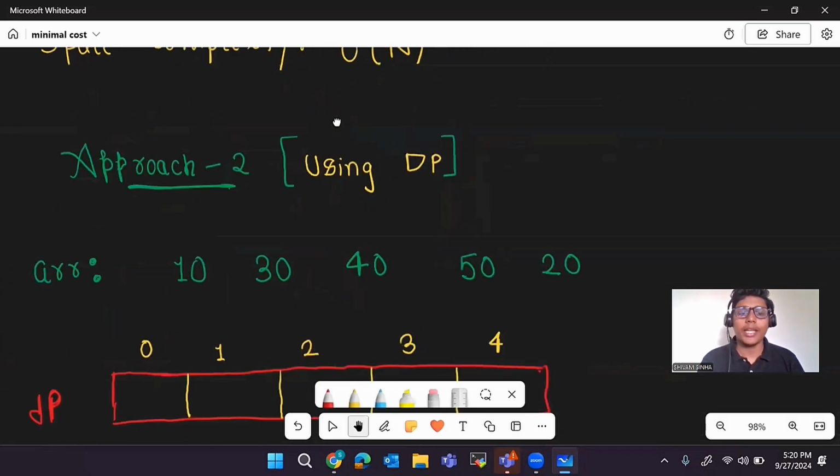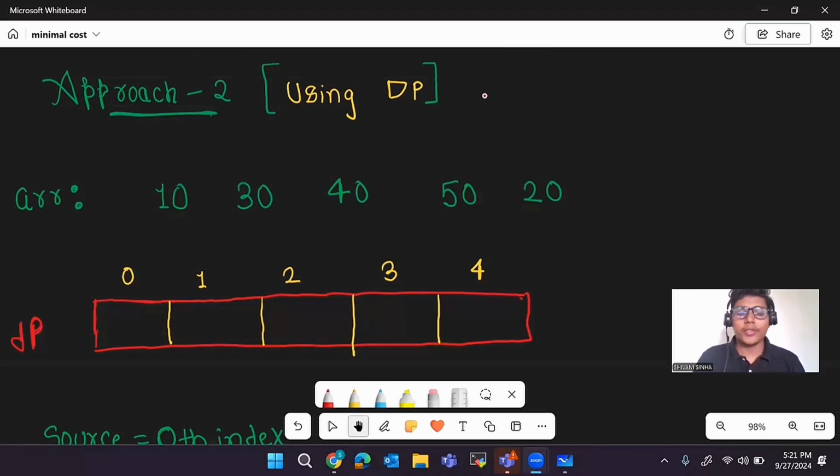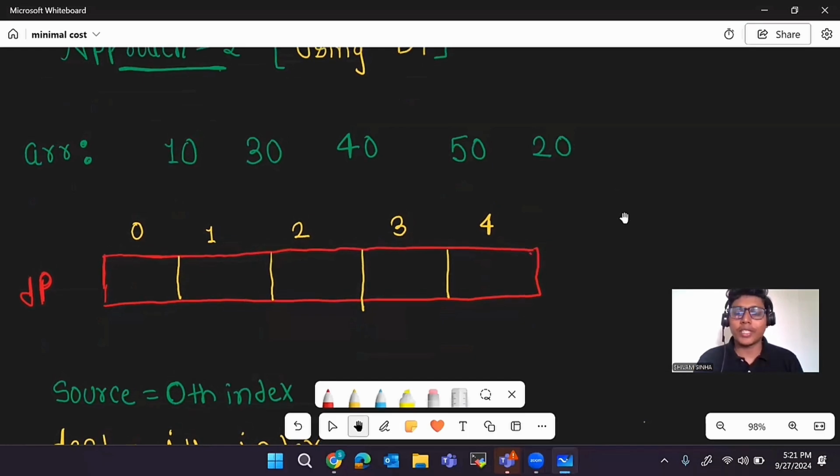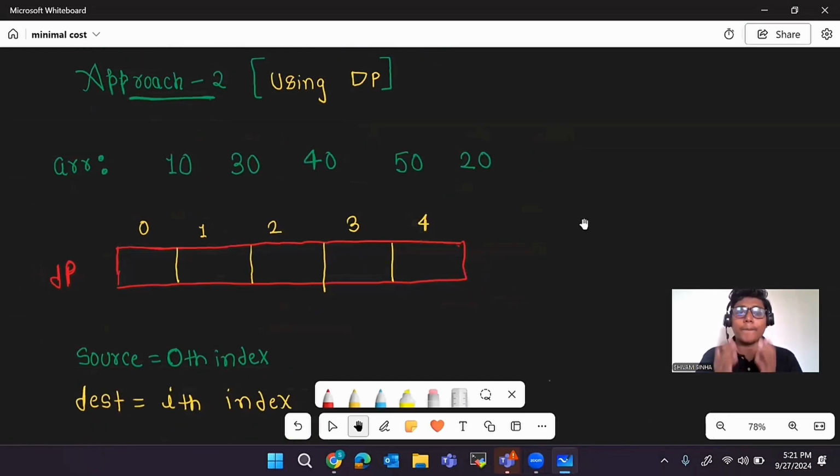Now let's say, in approach two, what exactly are we going to do in this question? We are going to create our own dynamic programming array, the DP array. In each index of this DP array, we are going to store the minimum cost to reach from the source to that particular index. It means we are going to find the minimum cost to reach from the 0th index to each and every index, not only the destination, so that we can eventually find the minimal cost to the destination. Okay, so I know that you didn't understand now, so let's try to understand.